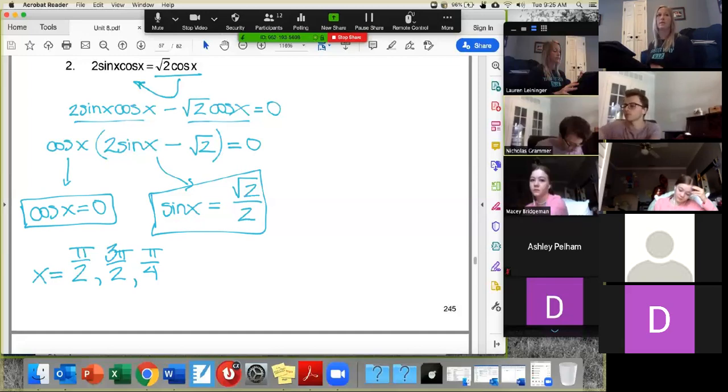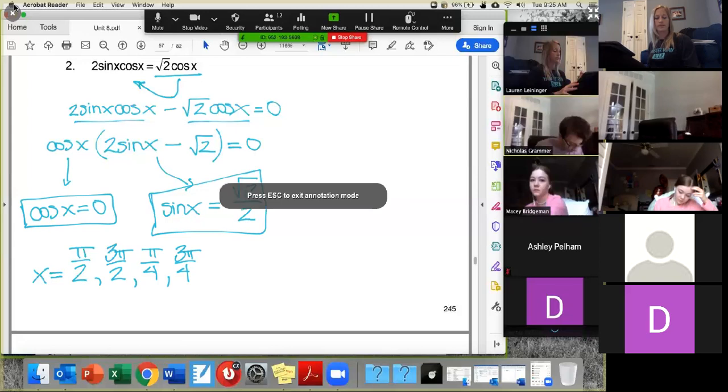But where is sine going to be positive? Which one of those? 3 pi over 4. In my mind, I'm saying in quadrant 3 and 4, it's going to be negative, so I'm not going to include it. So the first question had 3 answers. This one has 4. It's going to be different every time. Okay? Questions about this one?